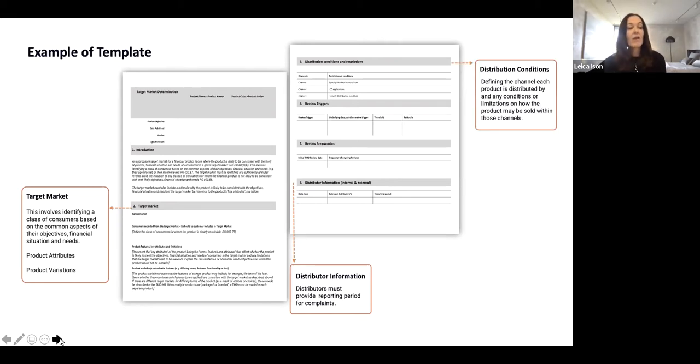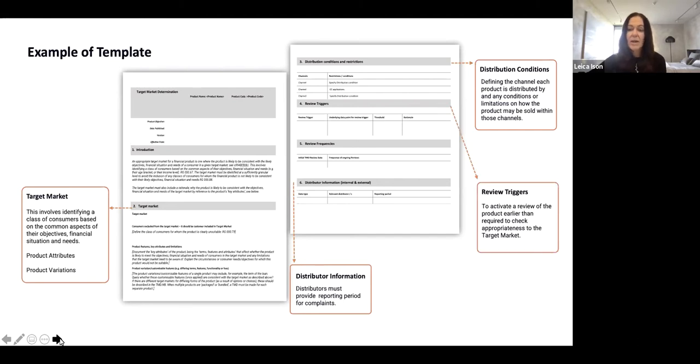Now, this area around the distribution conditions, for product teams, this is probably a new area that we've got to consider when we're setting our product strategies and selecting the distribution channels that we're going to use for our product, and setting these conditions about how the product is sold. So when we think about how our products are sold into the distribution channel, that's also including the awareness and consideration and the marketing activities that we're experiencing in those distribution channels.